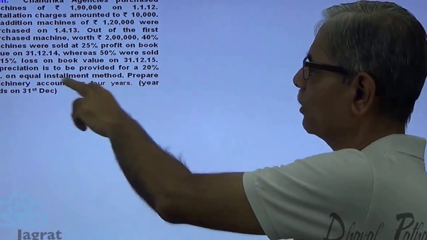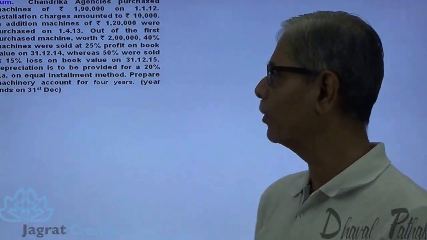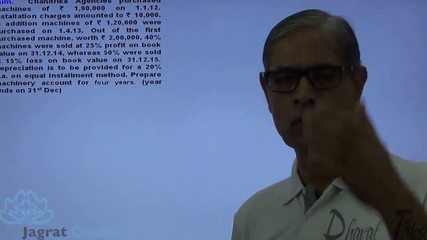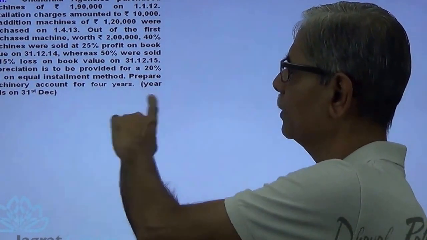Depreciation is provided at 20% per annum on equal installment method. So straight line method is to be followed. So annual depreciation for all the years will be the same. Prepare machinery account for 4 years. Year ends on 31st of December.